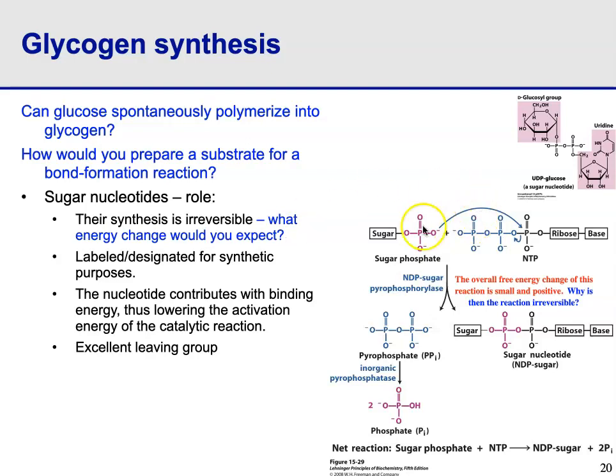But interestingly, here it is. This is the sugar phosphate, this is the NTP, and this is now the UDP glucose, and this is a pyrophosphate, which is the other product. The overall energy of this reaction is small and positive. Interesting. Why is then the reaction irreversible? It's not connected with a large negative energy. If anything, it's small and it's positive.